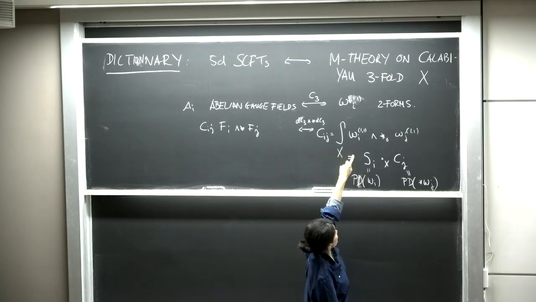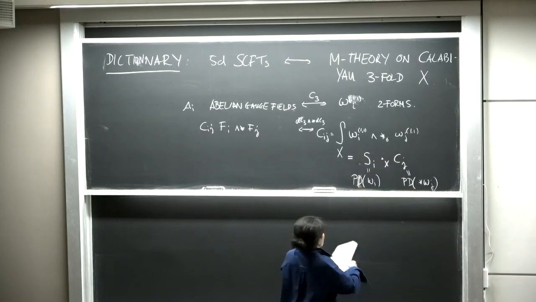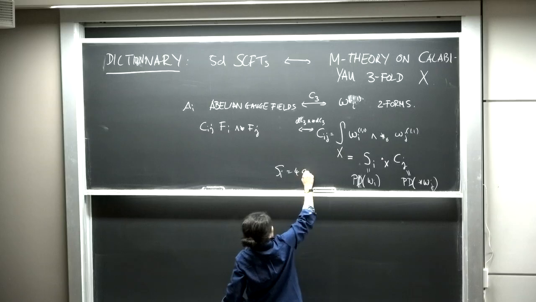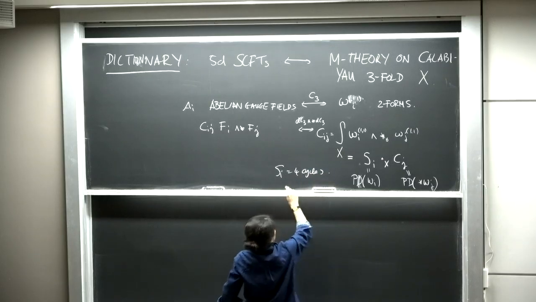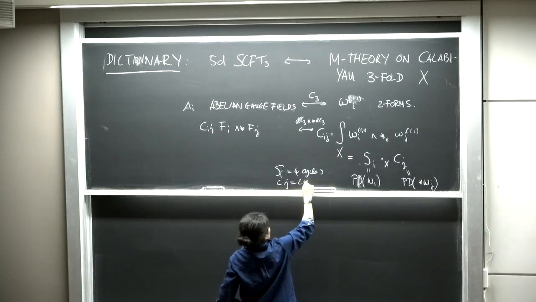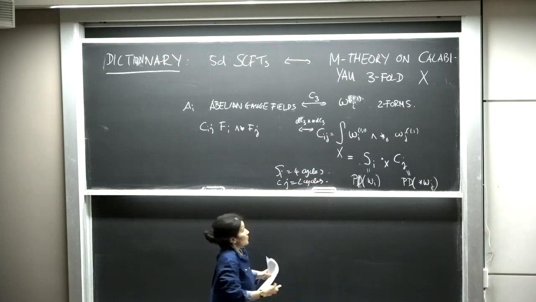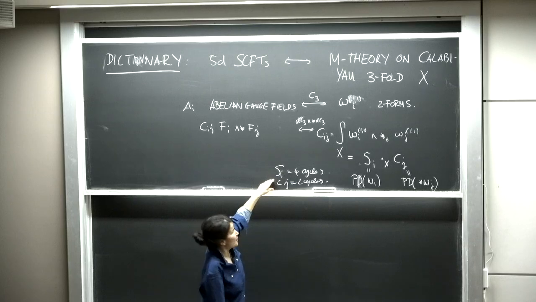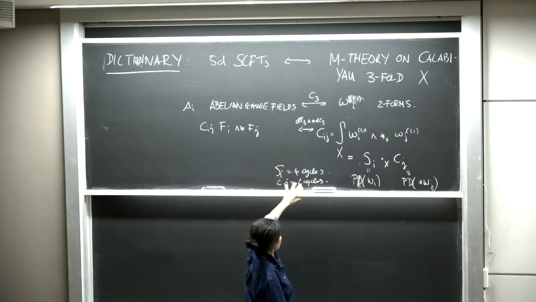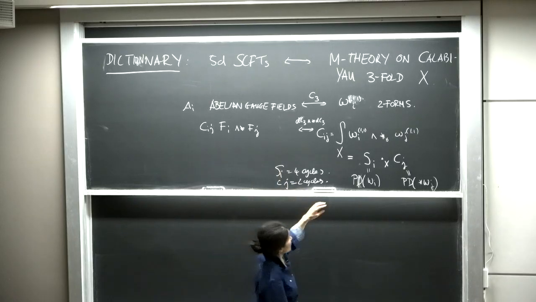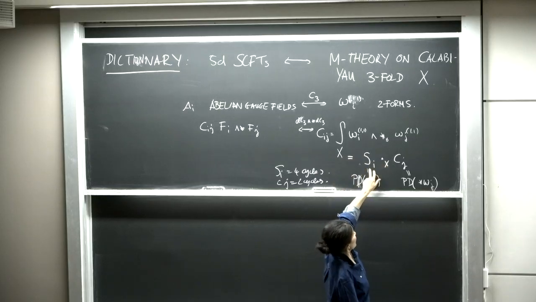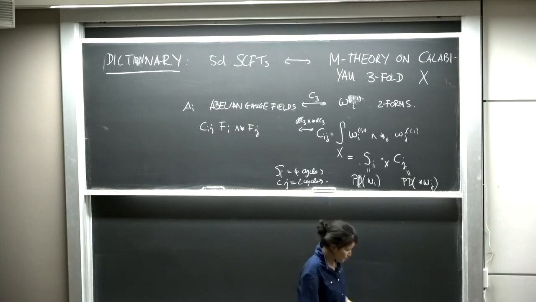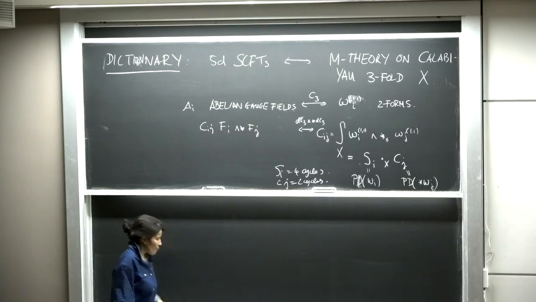So Poincaré dual to this 2 form is a 4 cycle, so the S_i here are 4 cycles, and the C_j's are 2 cycles or curves. Mathematically, people would call these divisors and complex curves, but they're really literally just compact 4 cycles and compact 2 cycles. And then this integral is just saying I intersect this surface with this curve in this Calabi-Yau space. Okay, so far so good.